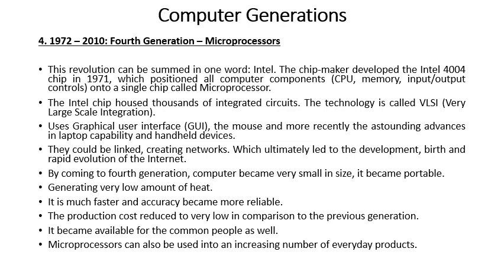So the production cost reduced to very low in comparison to previous generations. So they become available for common people as well. So microprocessors can also be used in an increasing number of everyday products. Microprocessors are not only used in computers, but in many household devices also, like television remote controls, microwaves, and washing machines. So these are the processors which are used in some household devices also.